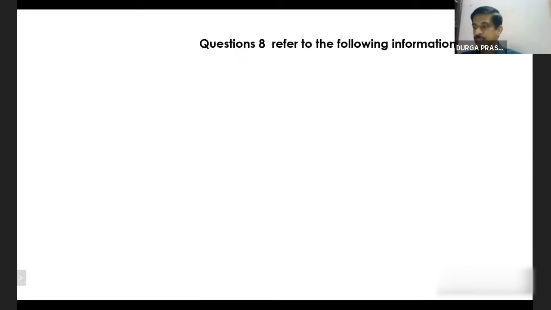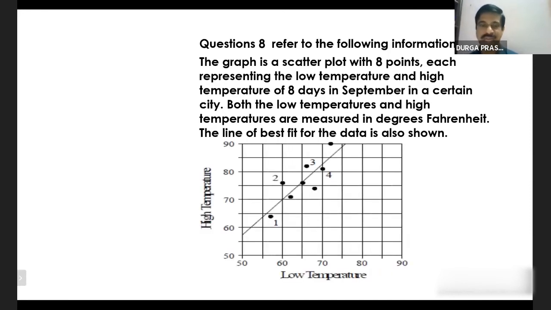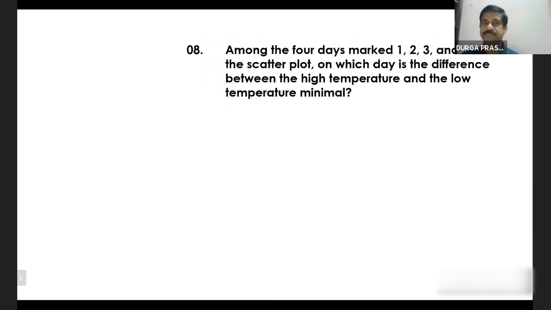Okay, let us go to the next question. Question 8 refers to the same information. Again, he is talking about the same graph. So already we have the information. The scatter plot is known, but we just need to look at the question.